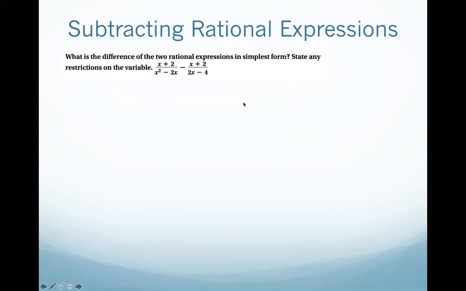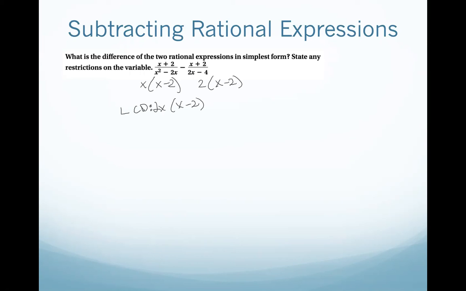Next, we're going to look at subtracting rational expressions, and the process is exactly the same, except this time we're going to have a negative that we'll need to distribute. So same process, we're going to start by factoring. The first denominator factors x times (x minus 2). Second denominator factors 2 times (x minus 2). That makes our LCD x times 2. I'm going to write it as 2x times (x minus 2).